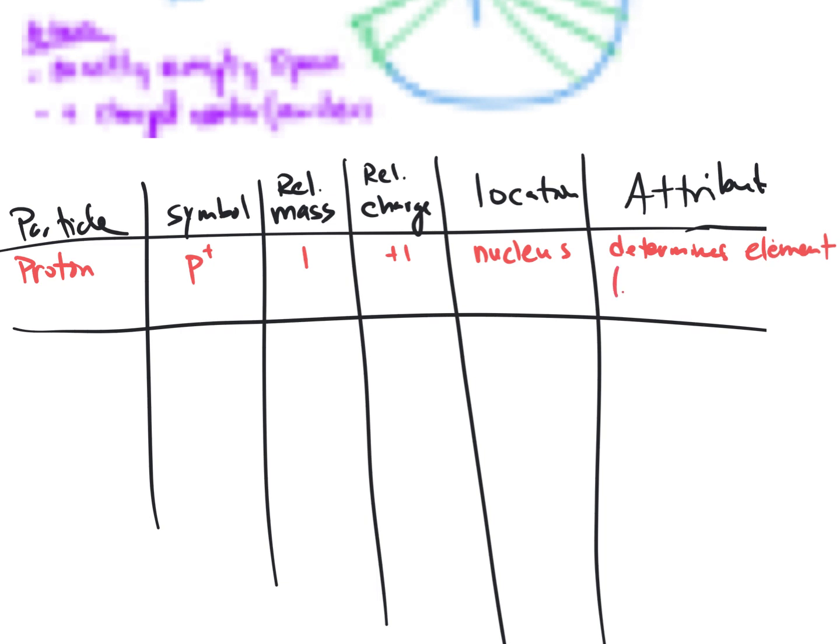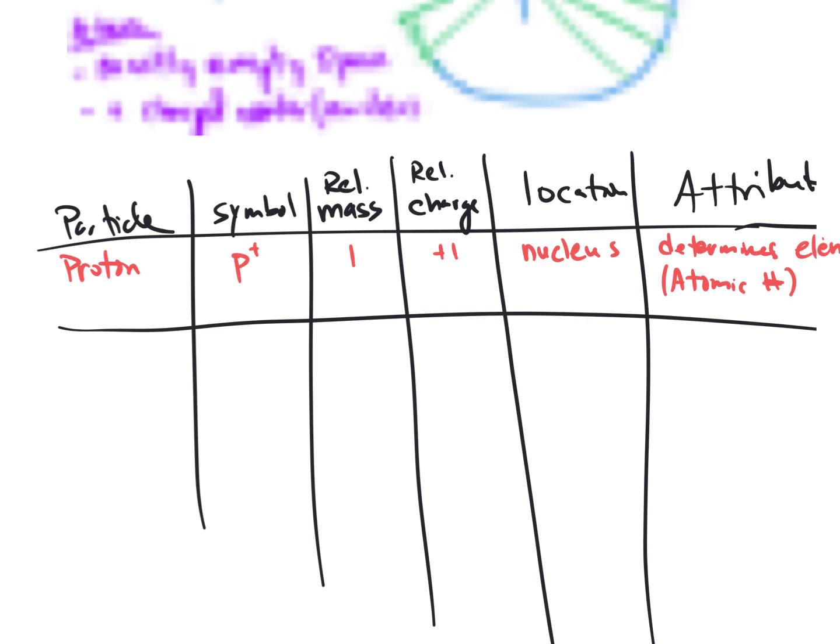So this is the atomic number. If you look at your periodic table, the element number, that's the atomic number. What's the atomic number for oxygen? 8. That means it has how many protons? 8. Are we good?